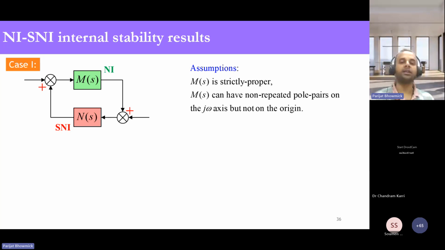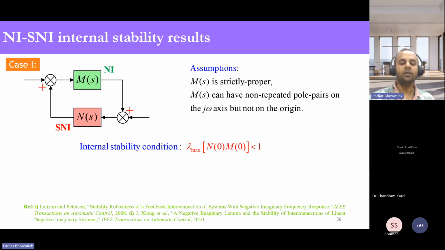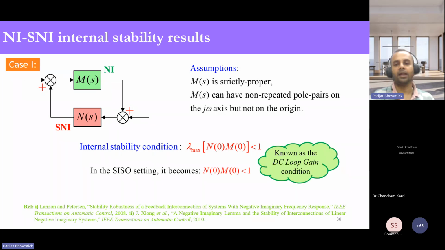There, the internal stability result would be required. That is the main result. It has two cases. The first case is that if you consider the NI systems without any poles on the origin, it may have poles on the j omega axis, but not on the origin. In that case, the stability result would be that the DC loop gain must be less than 1. This is highly celebrated as the DC loop gain condition.